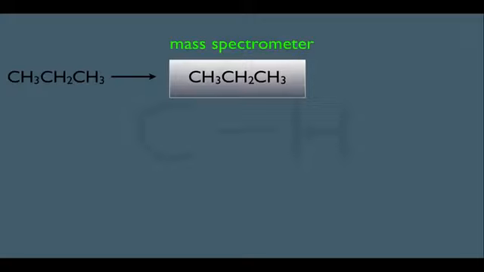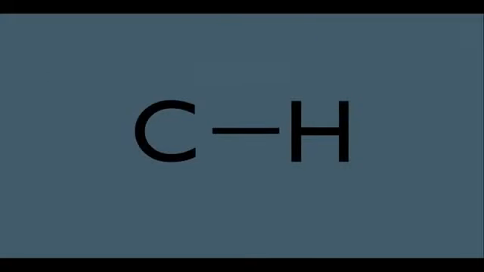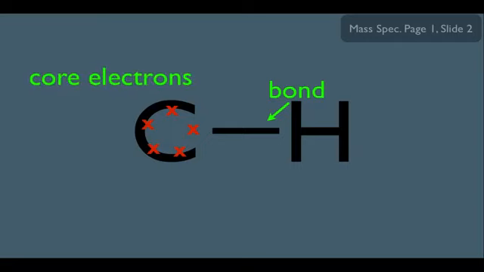Now, let's pay attention to something really close here. Remember, this is a C-H bond, and let's talk about the different types of electrons that are present here. Remember, carbon has 6 electrons total. Some of those electrons are what's called core electrons. These are simply the electrons around carbon that are not involved in a bond. And the other type of electrons, of course, are these electrons right here. These would be the bonding electrons.